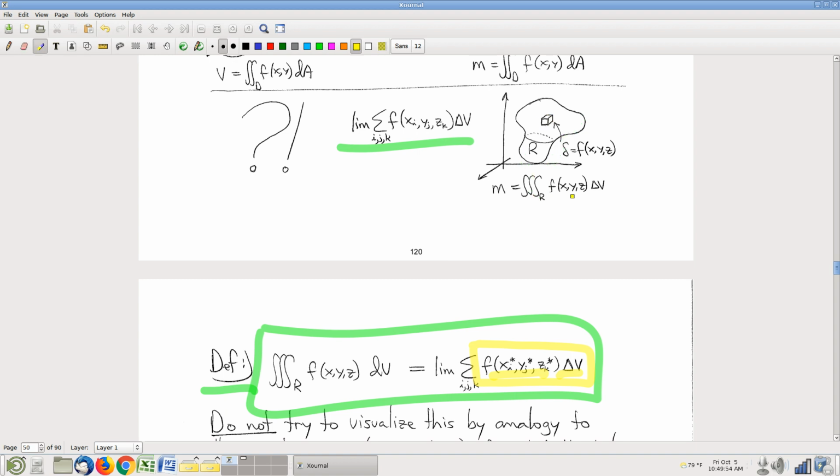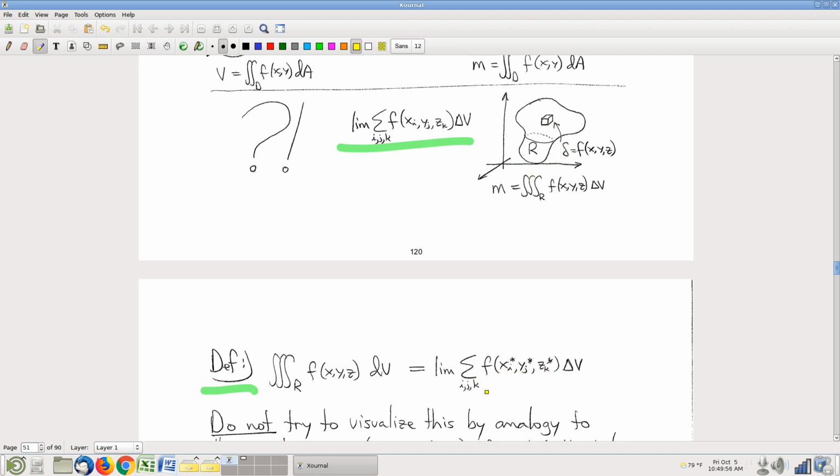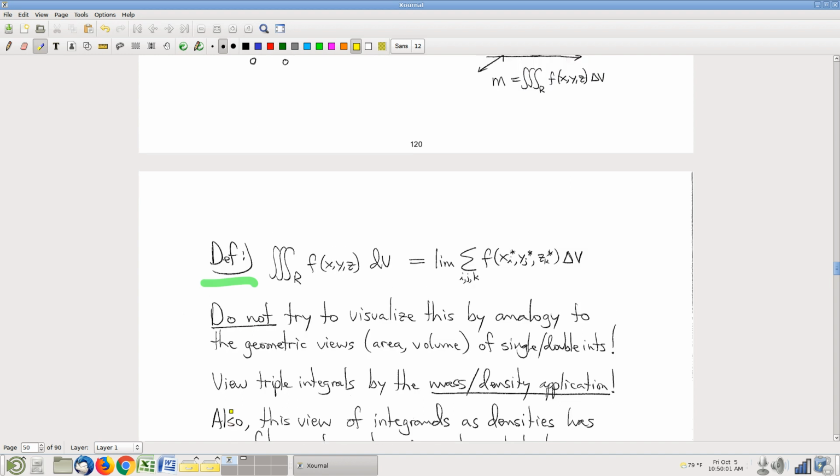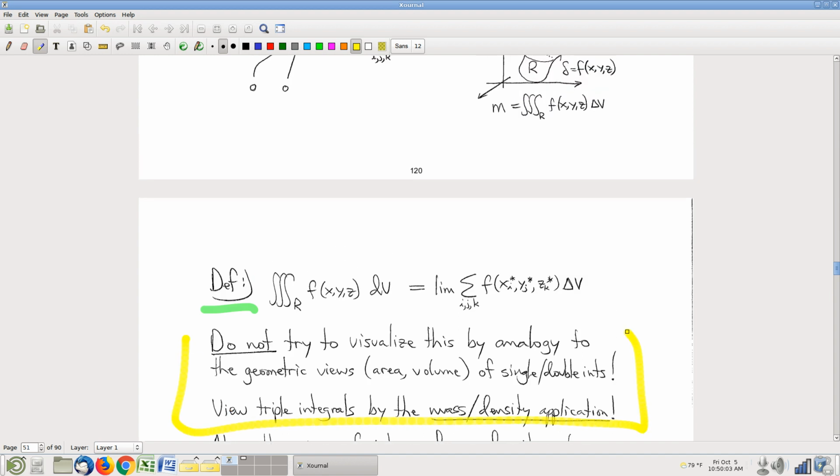Okay. So that's the construction, lots of applications. So forget about the graph point of view, at least, for sure, in the context of triple integrals. Just absolutely jettison the graph point of view.